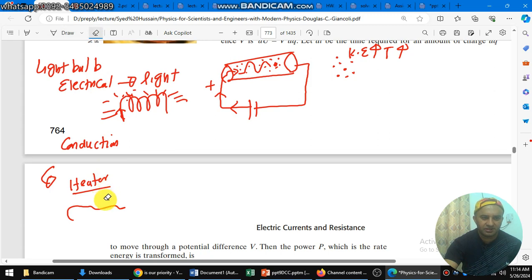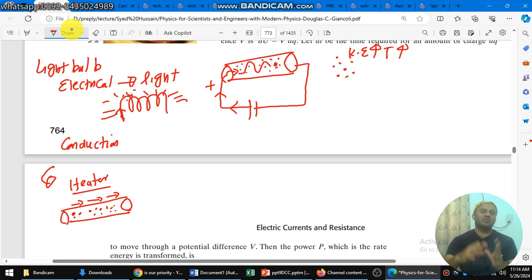For example, the rod of the heater, for example, this is the rod of a heater, so the atoms collide and the atoms pass heat from one place to another place by the actual movement of their vibrations. This is the process of conduction. When the heater heats, the atoms collide and they pass the heat to the other portions.